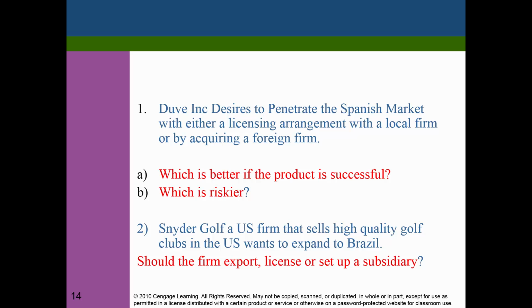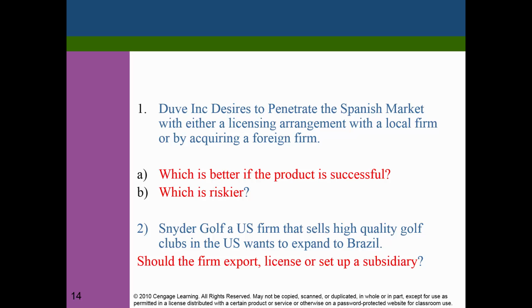And the reason being that if the product is successful, you get to keep 100% of the profits. If it's a licensing arrangement, you only get maybe 10% or 20% of the profits. Now, which is riskier? Obviously, the riskier project is where you are acquiring the foreign firm.